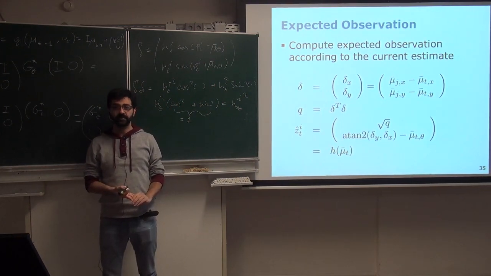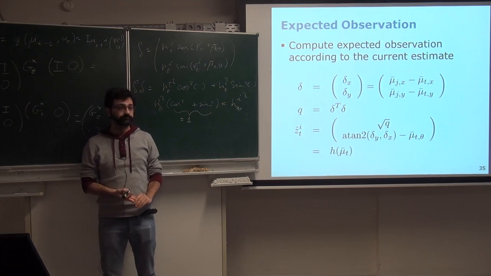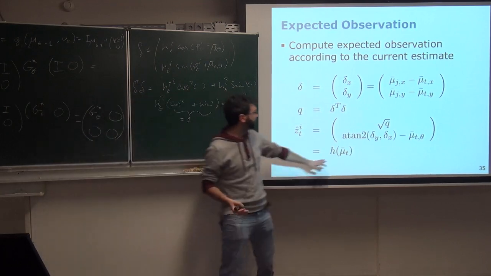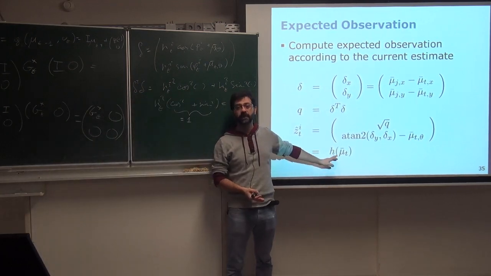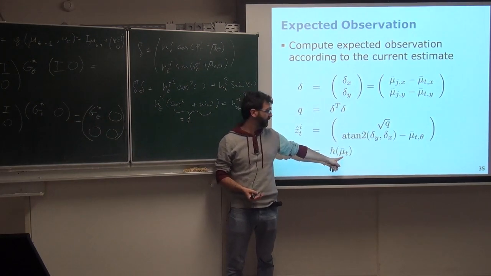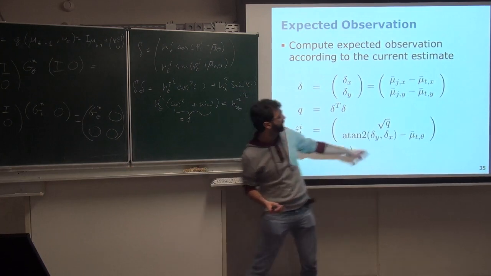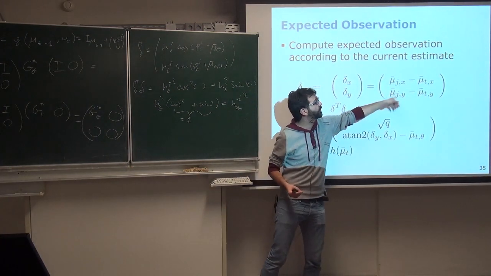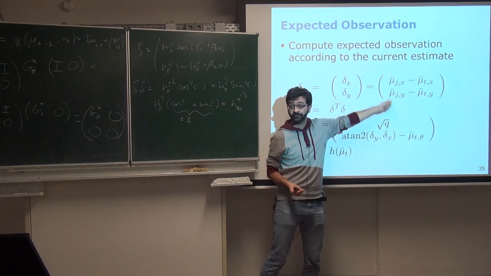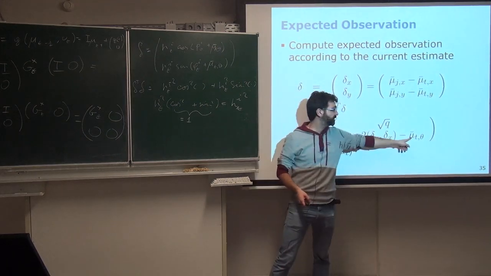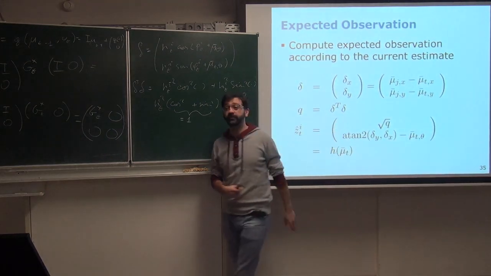Does it make sense? And this is exactly our h function, no? That's how our function depends on mu of t, okay? There is a dependence on x and y from computing the delta, and there's a dependence on theta by computing the difference in there.